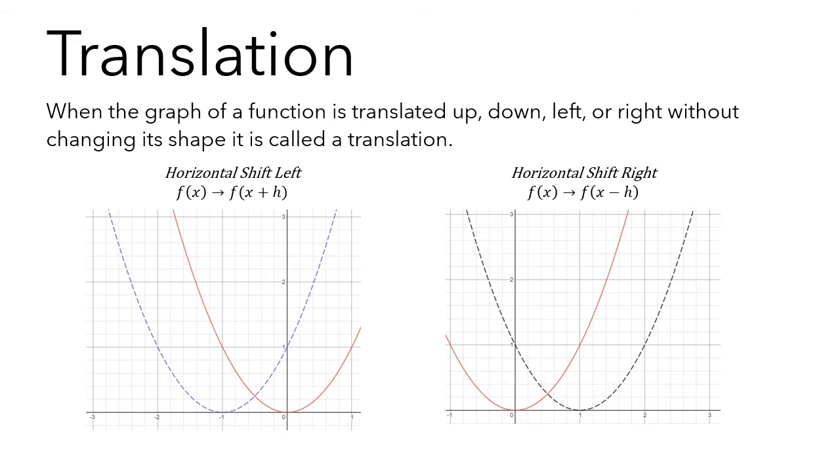So the second part of the translation is a shift left or right. And this is actually, it seems like it's backwards. If you add a number on the inside of the parentheses, it will actually shift it to the left. So here's your original, and then this one was shifted to the left. And if you subtract on the inside, here's your original, it will shift to the right.